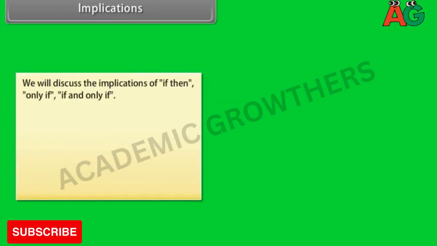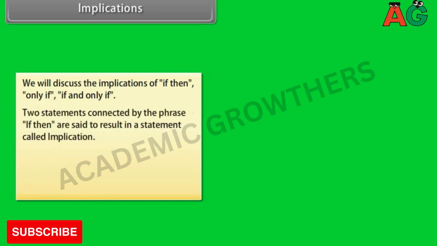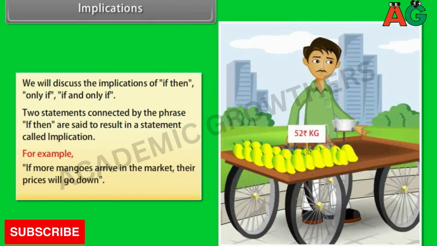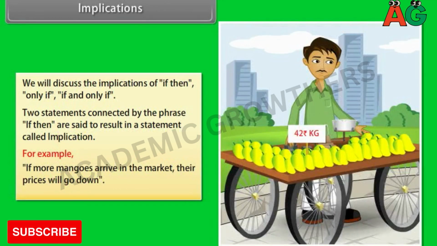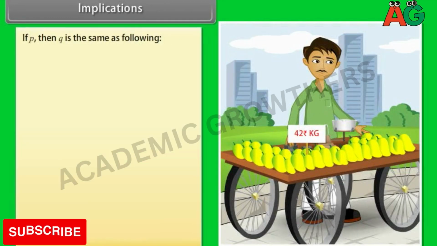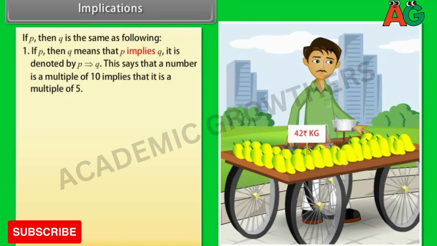Implications. We will discuss the implications: if-then, only if, and if and only if. Two statements connected by the phrase "if-then" are said to result in a statement called an implication. For example, if more mangoes arrive in the market, their prices will go down. "If P, then Q" is the same as the following. "If P, then Q" means that P implies Q. It is denoted by P ⇒ Q.